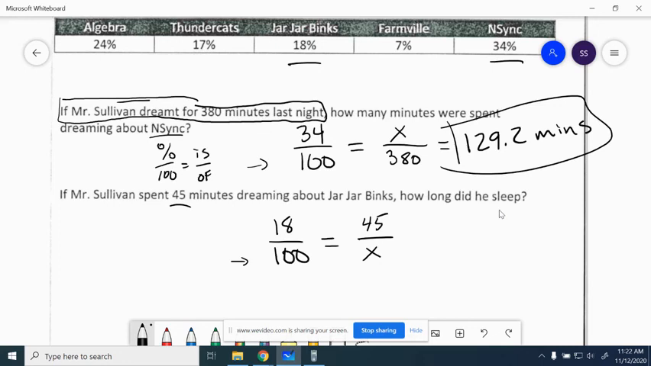All right, and now that we have that set up, we can just go ahead and cross multiply and divide. 100 times 45, that's going to be 4,500. Divide that by 18, and we're going to be left with 250. And again, we're talking about minutes, so we should label it as such.